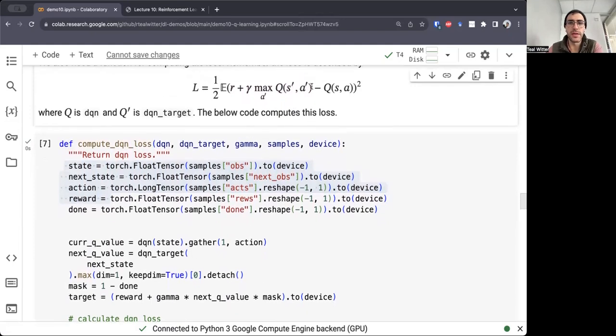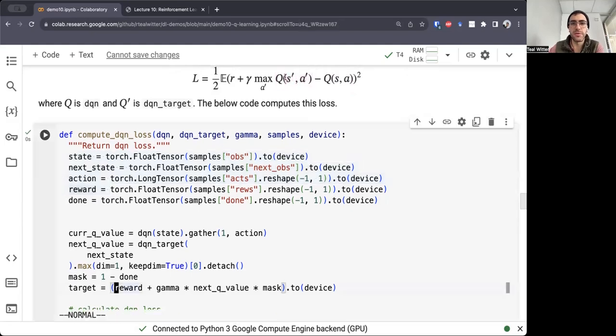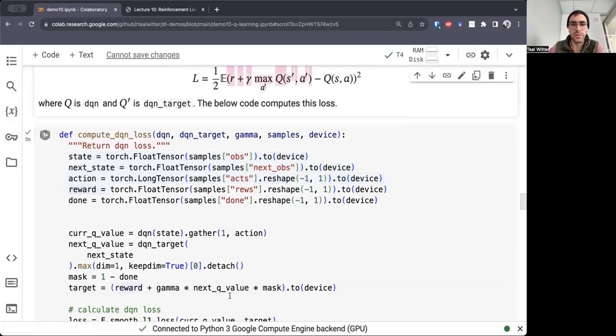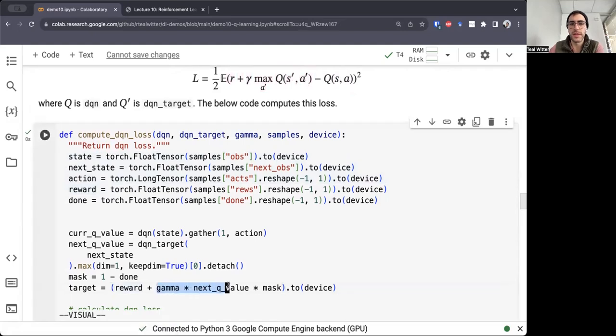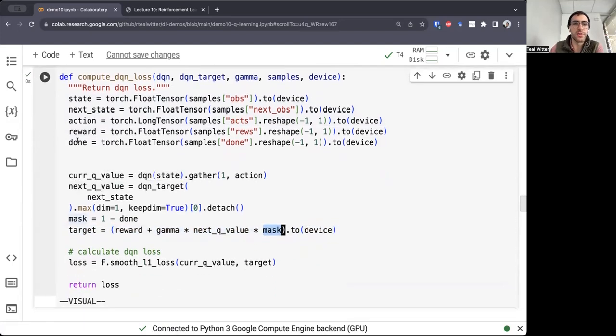Yeah, so we compute the current Q value, the next Q value, and then the target, the thing that we want our Q value function to be equal to, is this quantity, which is the reward plus gamma times the next Q value, times this mask. This mask is just used so that we only look at examples that are not done yet.